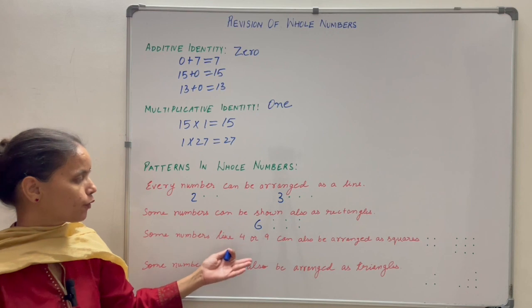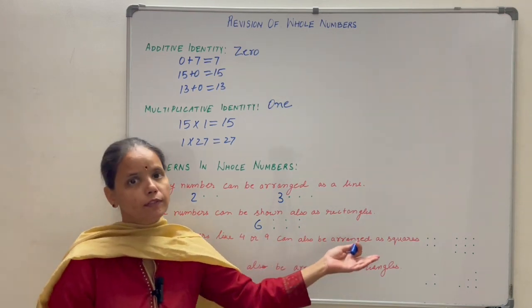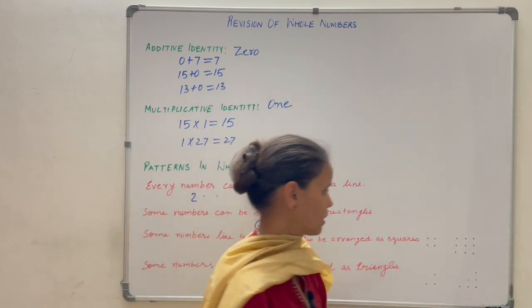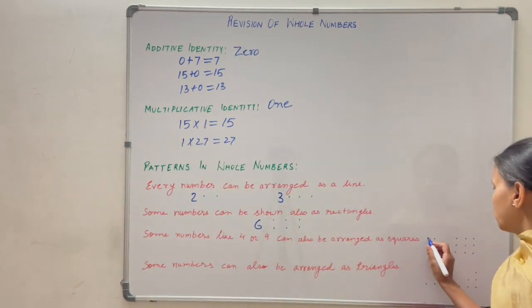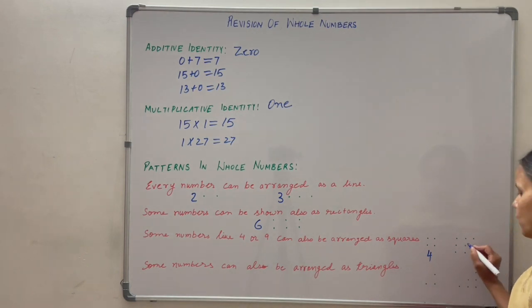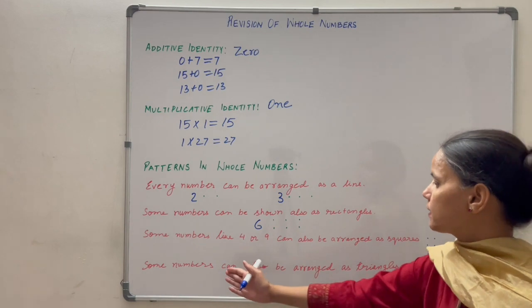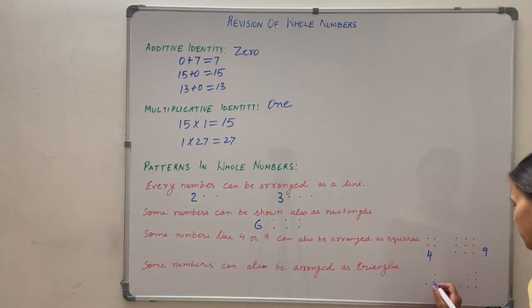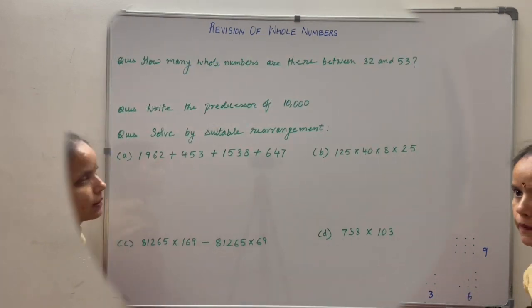Some numbers like 4, 9, 25, 36. These numbers can be arranged as squares. So here, can you see these 4 dots? They are forming a square. There are 9 dots here and they are forming a square. Similarly, some numbers can also be arranged as triangles. For example, 3, 6. There are 3 dots here. There are 6 dots here.